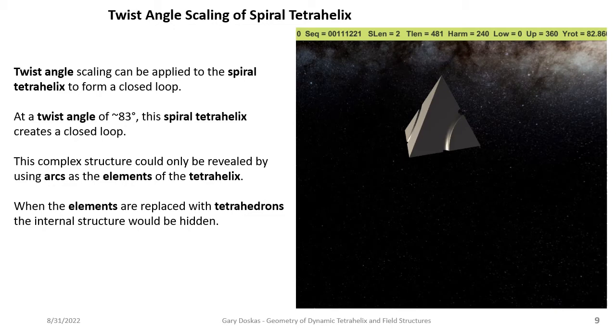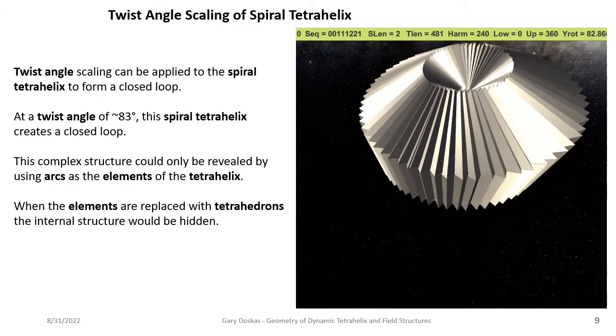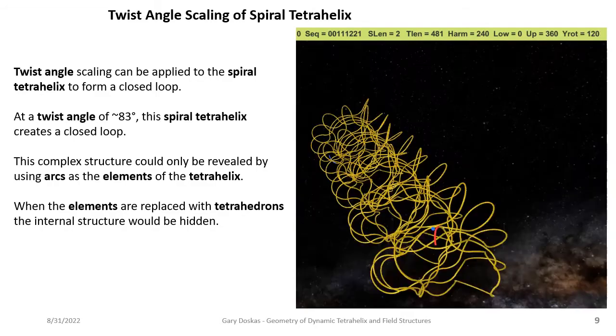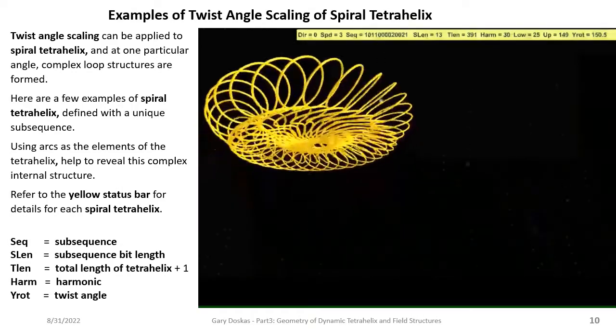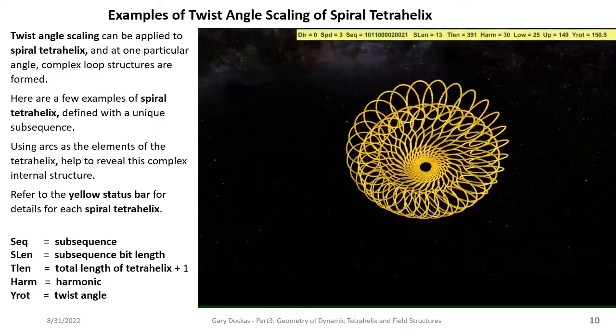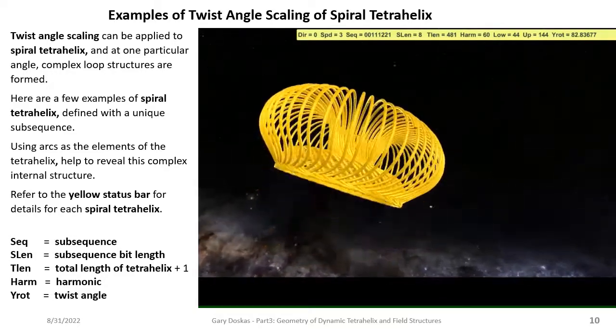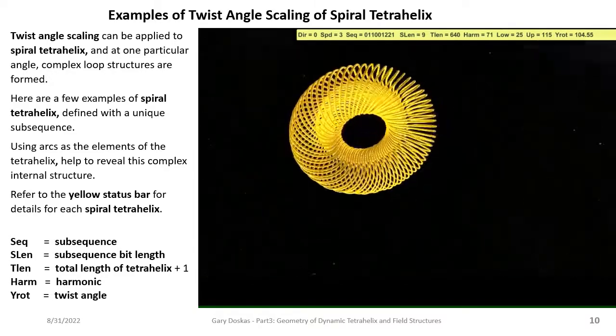When the elements are replaced with tetrahedrons, you can see that the internal structure of the tetrahelix would be hidden. Examples of twist angle scaling of spiral tetrahelix. Twist angle scaling can be applied to spiral tetrahelix, and at one particular angle, complex loop structures are formed.